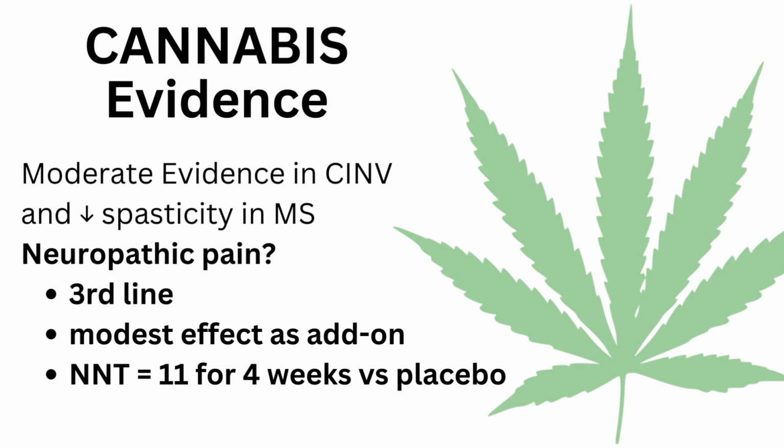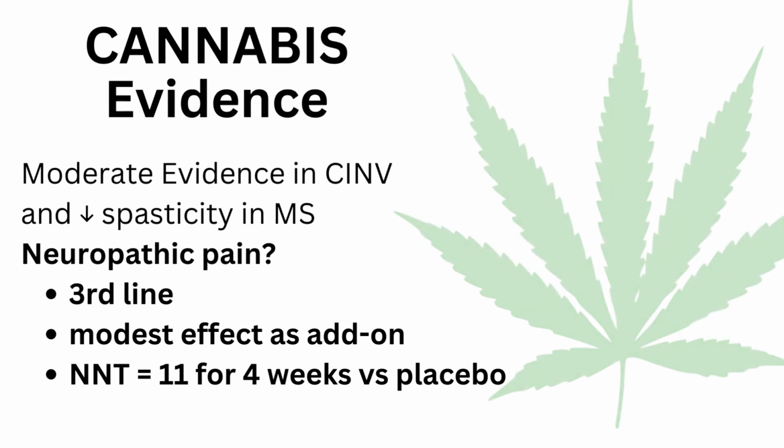Now, what about pain? Well, cannabis has actually been shown to be useful in the treatment of neuropathic pain. In fact, in the pain treatment scale, cannabis options are usually listed as third line in most guidelines, and they have a modest effect as an add-on agent as well, with various studies reporting a number needed to treat of 11 patients for 4 weeks versus placebo. In other words, if we treat 11 patients with cannabis that suffer from neuropathic pain, one of them will experience a benefit after about 4 weeks.